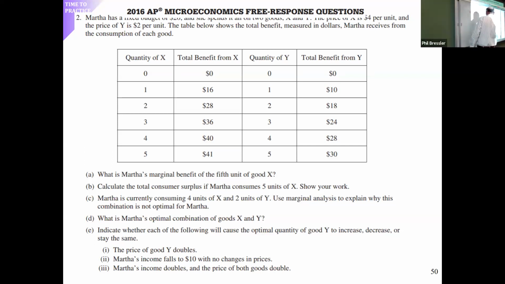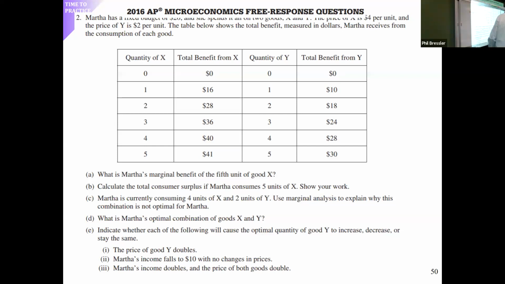Any questions? Yes, Charlie. I'm sorry, but where'd you get the 20 from? $4 a unit is how much he's paying. He's buying 5 units. Right? Okay.